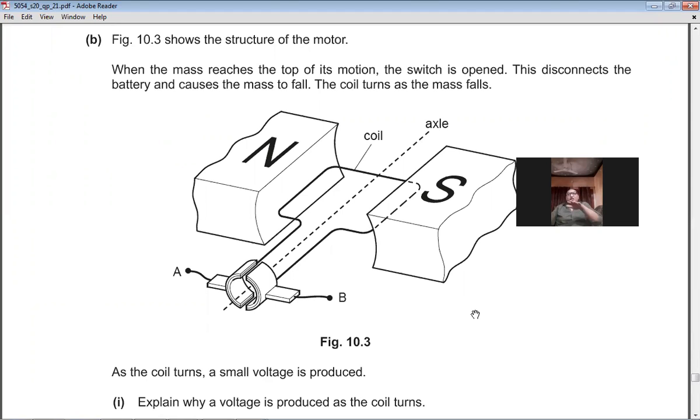You see, the coil is like this, and the coil is in the magnetic field. The magnetic field is from north to south. We have permanent magnets there. Their magnetic field is from north to south, and the coil is in that magnetic field. So when the coil turns, it will cut the magnetic lines. And when a coil cuts the magnetic lines, EMF is induced in it. That is called electromagnetic induction. So that's why the EMF is induced.